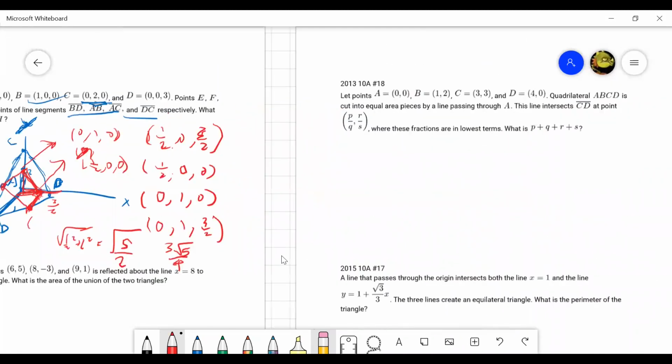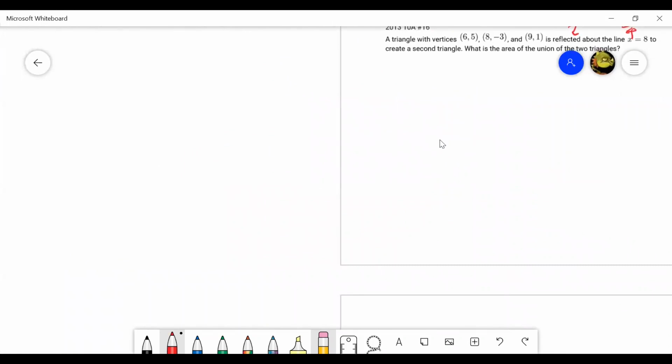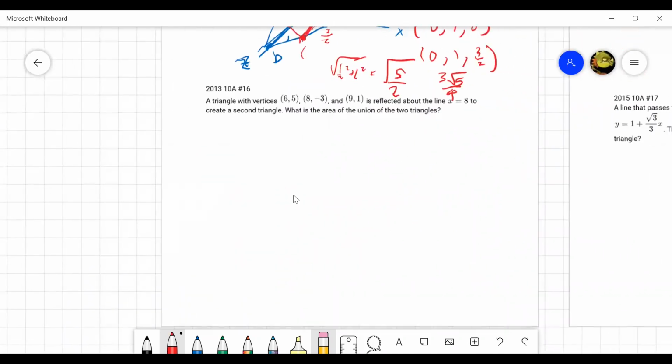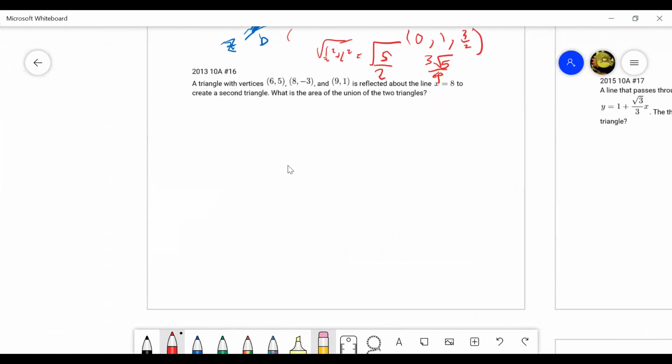All right, so let's move on to this one. A triangle with these vertices is reflected about the line x equals 8 to create a second triangle. What is the area of the union of the two triangles? So this directly ties into what I said about reflecting over a line. First you can just graph the points. 8, -3 is around here, 9, 1 is here, and 6, 5 is somewhere around here. And this line x equals 8 goes through this point.